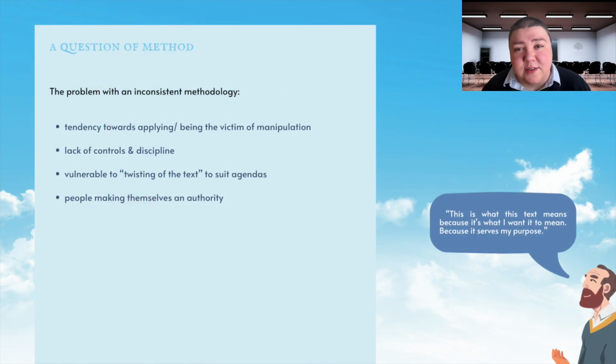The problem, of course, with an inconsistent method is the tendency toward applying or being the victim of manipulation. A lack of controls or discipline opens the door to twisting the text in whatever way suits the agenda of whoever's doing the twisting. An individual or a group can pull from here and there without logic, reason, or any form of controls, making themselves an authority, saying, this is what the text means because it's what I want it to mean, because it serves my purpose somehow.